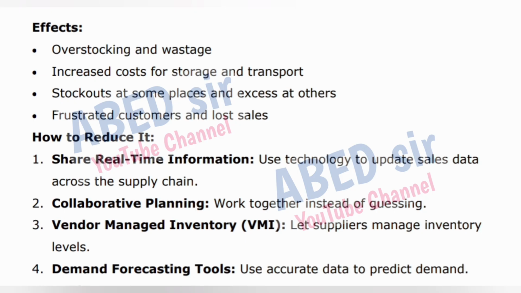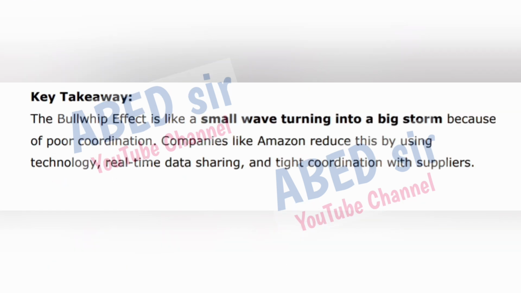3. Vendor-managed inventory. VMI lets suppliers manage inventory levels. 4. Demand forecasting tools. Use accurate data to predict demand. Key takeaway. The bullwhip effect is like a small wave turning into a big storm because of poor coordination. Companies like Amazon reduce this by using technology, real-time data sharing, and tight coordination with suppliers.